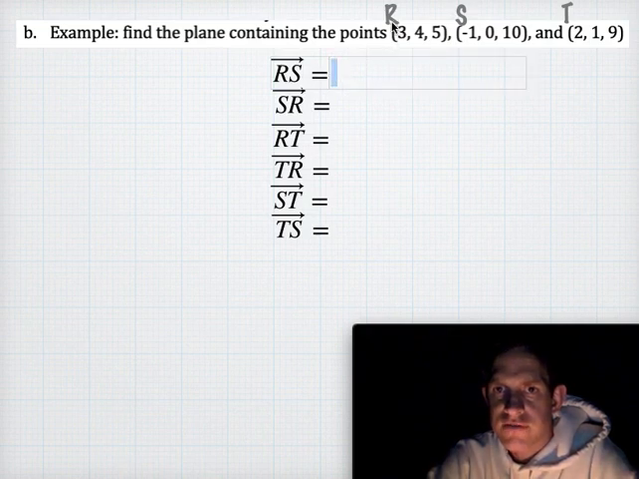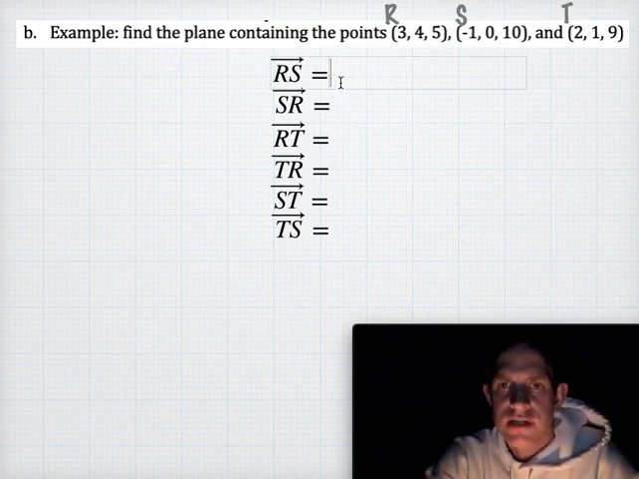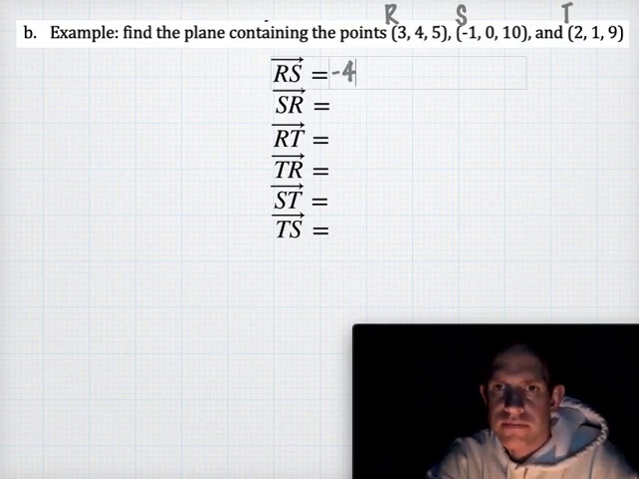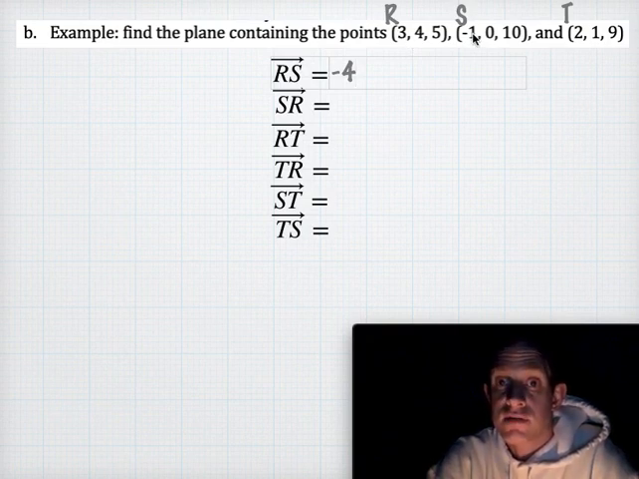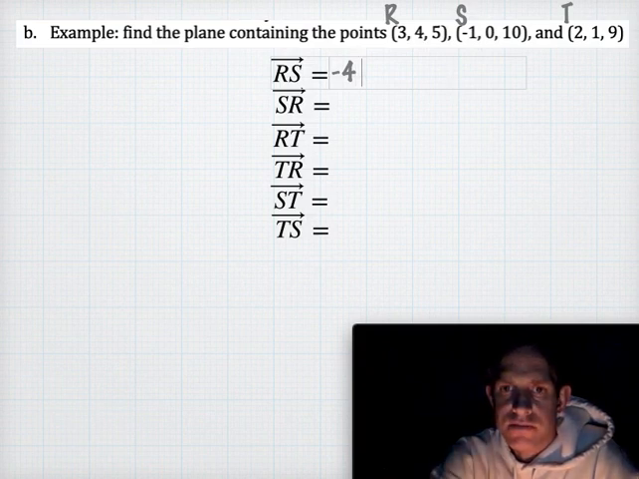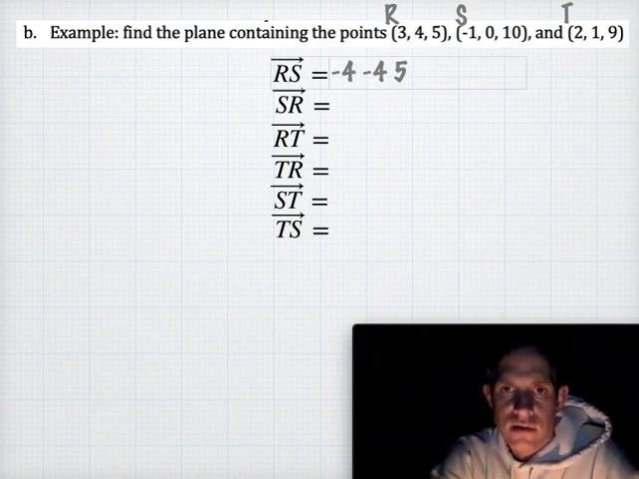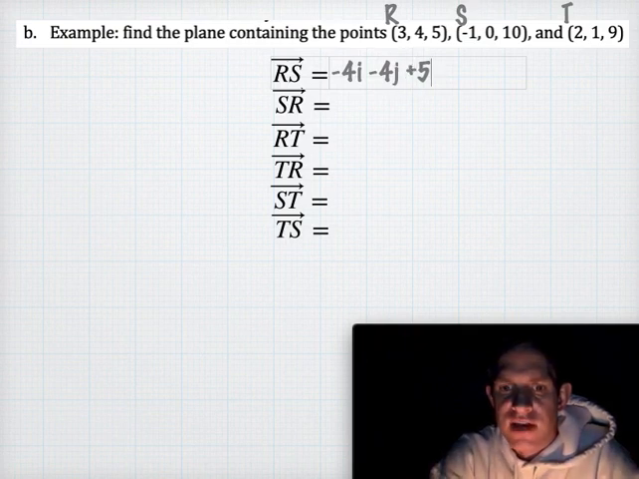Remember, to find a vector from R to S, we're going to do a subtraction. We're going to do -1 minus 3. So -1 minus 3 is -4. In other words, we went backwards 4 steps to go from 3 to -1. To go from 4 to 0 was also going backwards 4 steps. And to go from 5 to 10 was going forwards 5 steps. If we include the normal i, j, and k components, this would be -4i minus 4j and plus 5k.